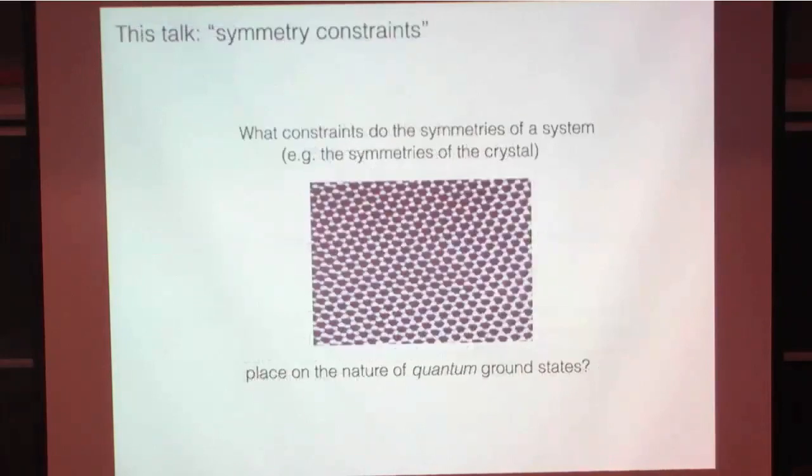So the focus of this talk is going to be symmetry constraints. It's another general constraint of this form. And the question we're going to ask is, how do the symmetries of a system, for instance, the space group symmetries of the crystal the material is made of, constrain the nature of possible quantum ground states that can emerge?